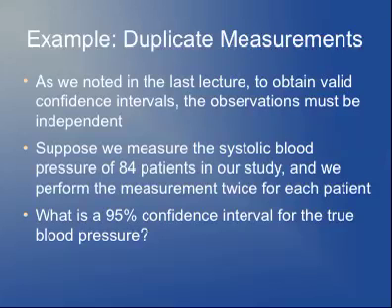To give an example of this, in a study that I worked on in my center, we collected the systolic blood pressures for 84 patients in the study, and we measured the systolic blood pressure twice, just in case maybe they were nervous the first time we took it or whatever the case may be, and we wanted to find a 95% confidence interval for the true blood pressure. I think I was going to put this data on Sakai as well, but forgot. So I'll try to do that when I get back to the office as well.